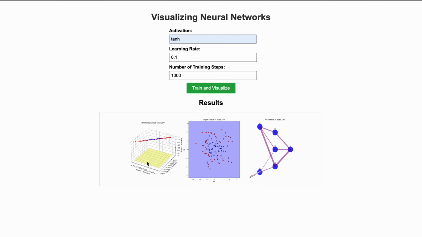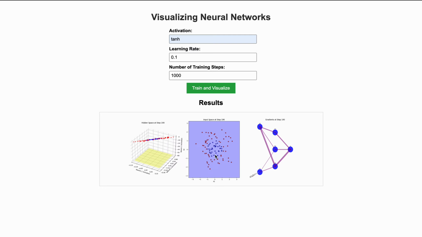Alright, the plot on the left is the hidden space visualization, and this shows how the input data is transformed by the hidden layer. The points represent individual samples, and the yellow hyperplane is the decision boundary in the space. And over time, you'll notice that the network clusters points of the same class closer together.